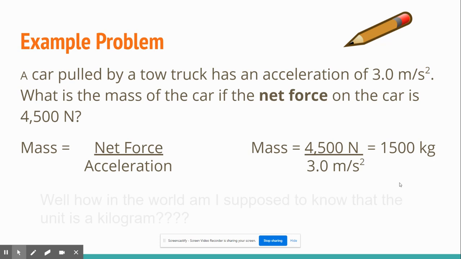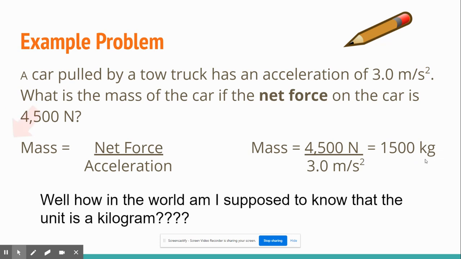But look at this thing right here. I get 1,500 kilograms. Where did that come from? I mean, I know it's kilograms. That's nice. Grams, mass. How was I supposed to know? How'd that come? Well, here's how it came.